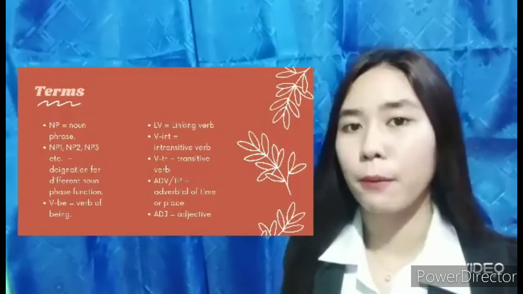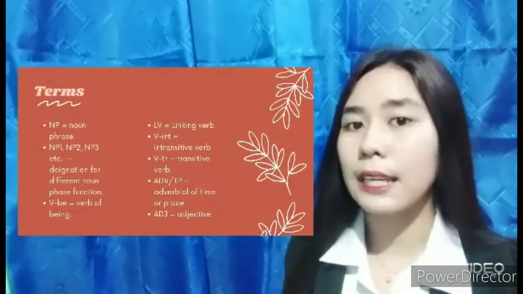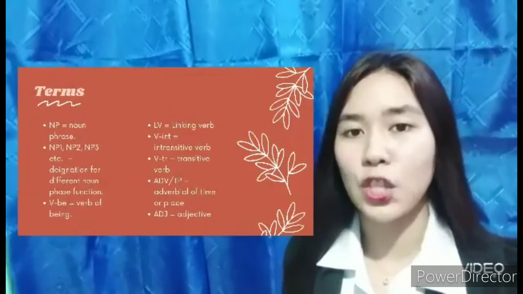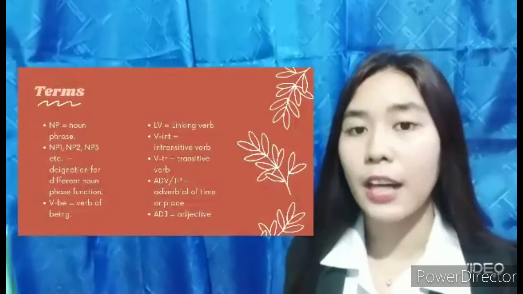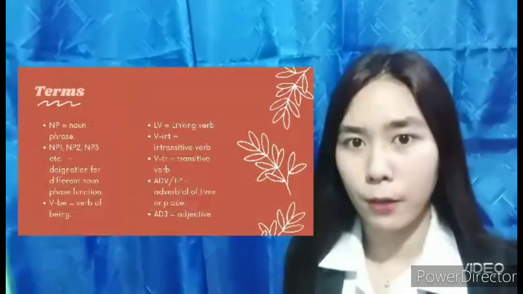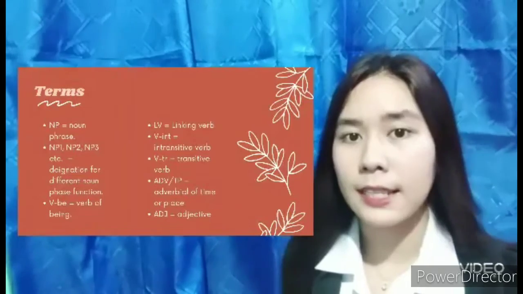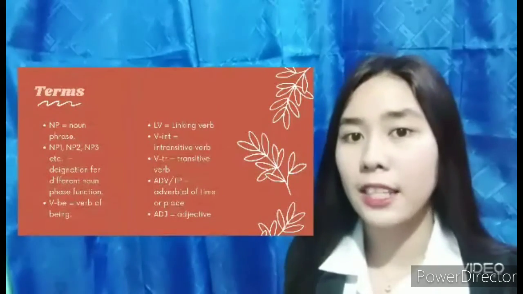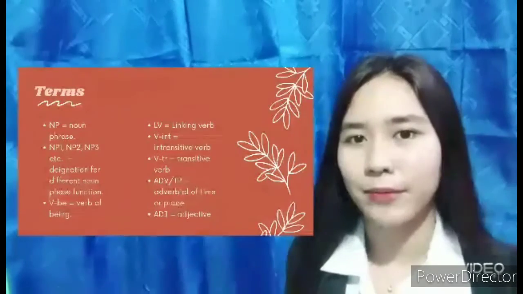V-BE is verb of being. LV is linking verb. V-INT is intransitive verb. V-TR is transitive verb. ADV/TP is adverbial of time or place, and ADJ is adjective.